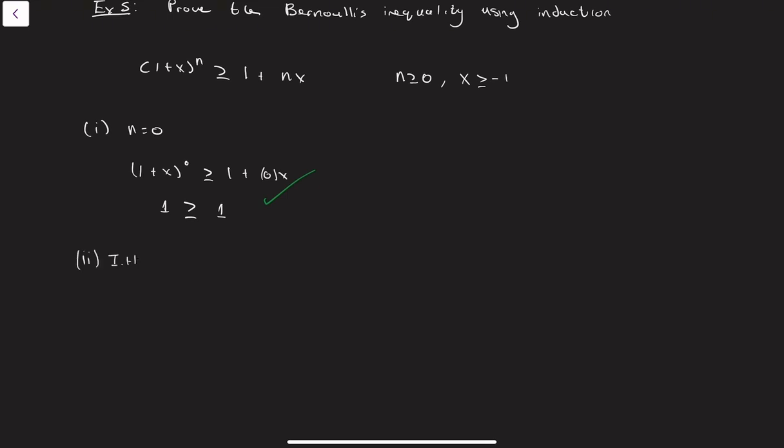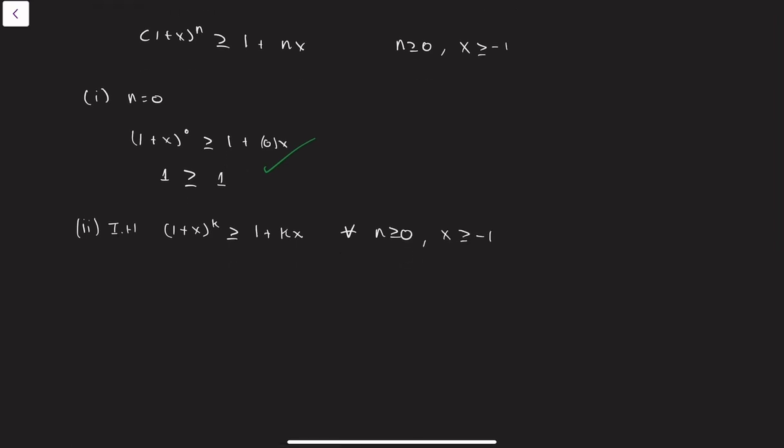Next, we need to do the induction hypothesis. So (1 + x) raised to k has to be greater than or equal to 1 + kx. And this is for all n greater than or equal to 0 and x greater than or equal to -1. And in this case, we'll now write the induction step where (1 + x) raised to k + 1 has to be greater than or equal to 1 + (k+1)x.